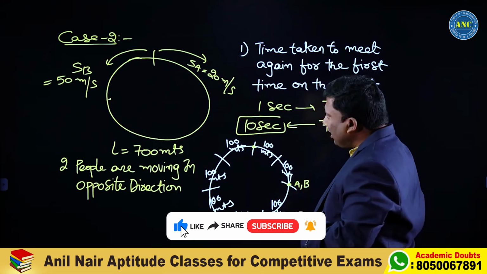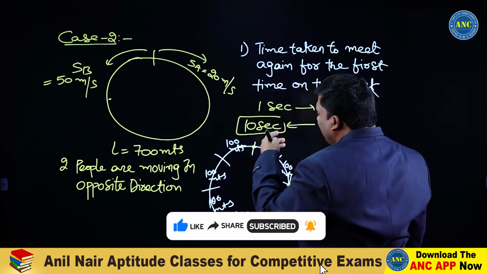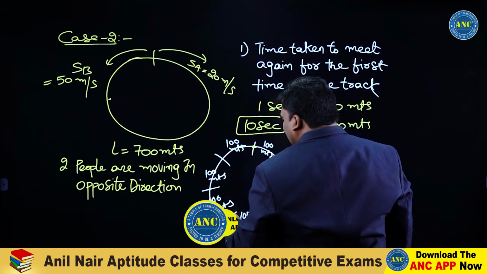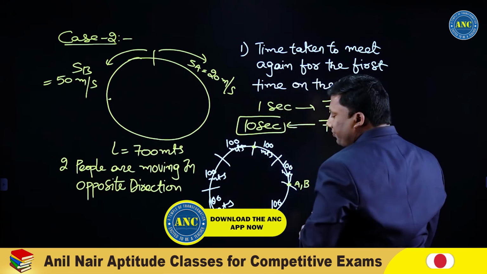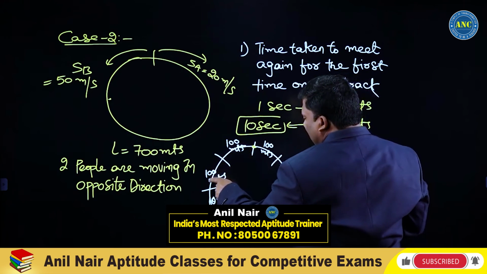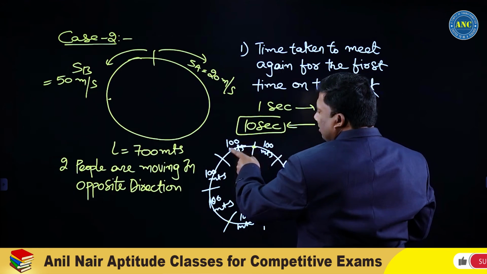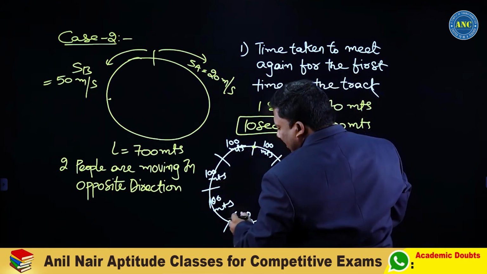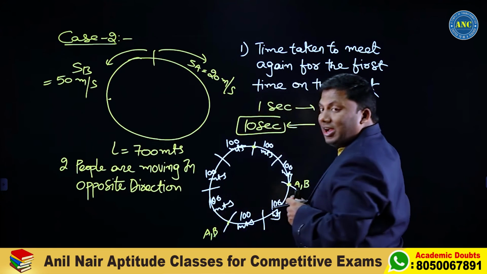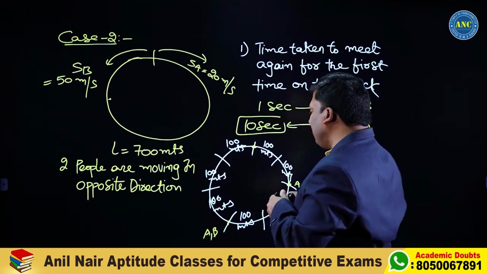Second time: after every 10 seconds they will meet. Or from A's point of view, every 200 meters they will meet. A is here. B will be at 100, 200, 300, 400, 500. That means A and B will meet here. Are you all with me? For every 200 meters of A, they will meet.